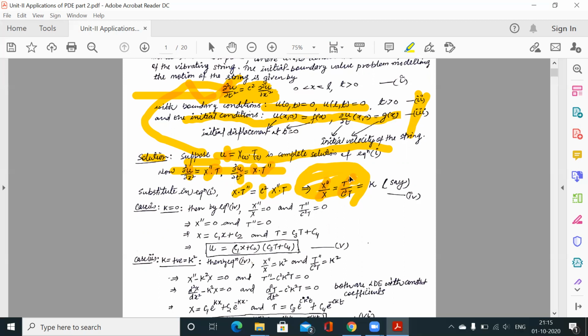So because both are independent variables, because this is a function of small x, this is a function of small t, so both are independent variables, so we know that they can be equal only when they are equal to a constant. So suppose that constant is k.